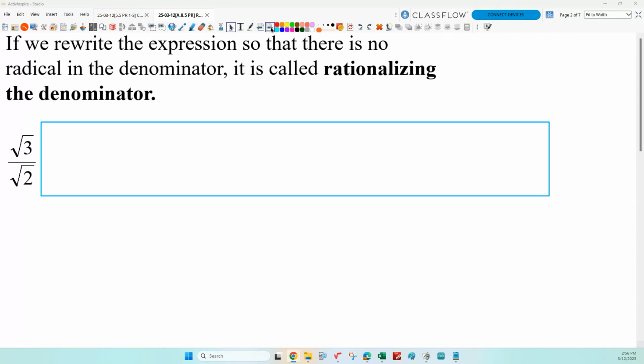Square root of 4. What's the square root of 4? There you go, right? So if I had a couple of 2's, I'd be good. So I need to multiply both the top and the bottom by the square root of 2, not 4. If I multiply the top and the bottom by the square root of 4, the square root of 4 is just 2.